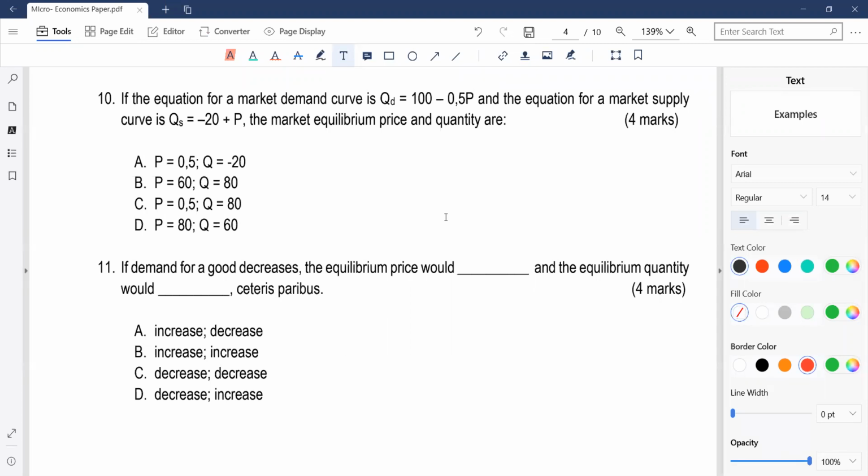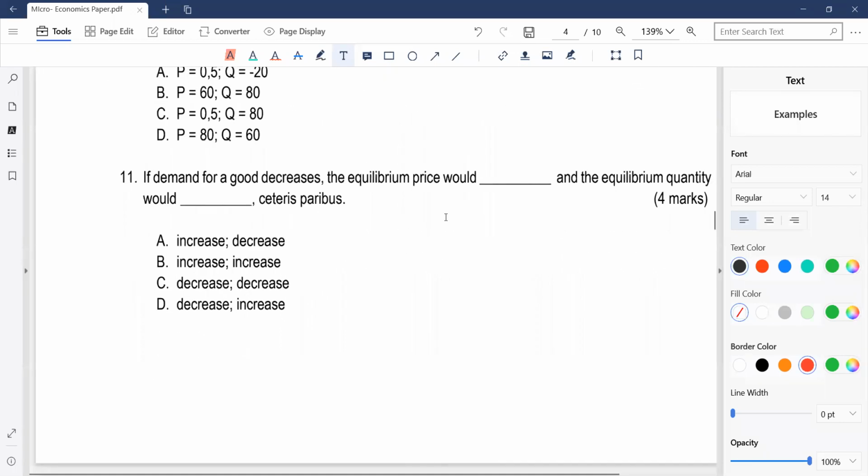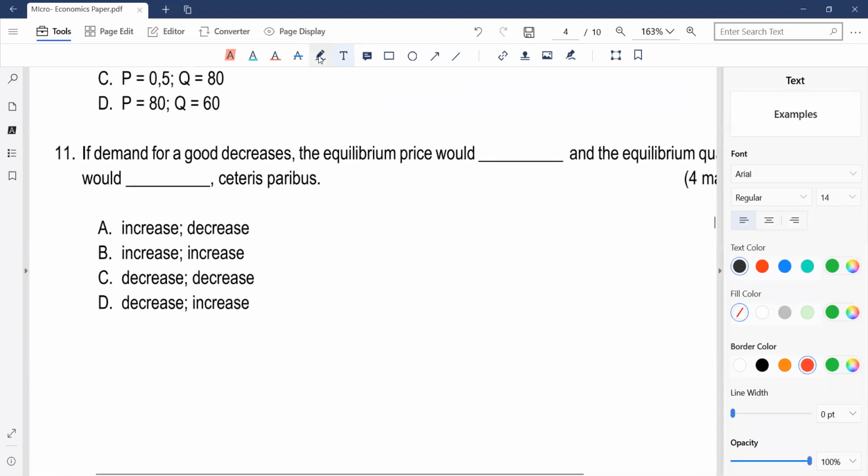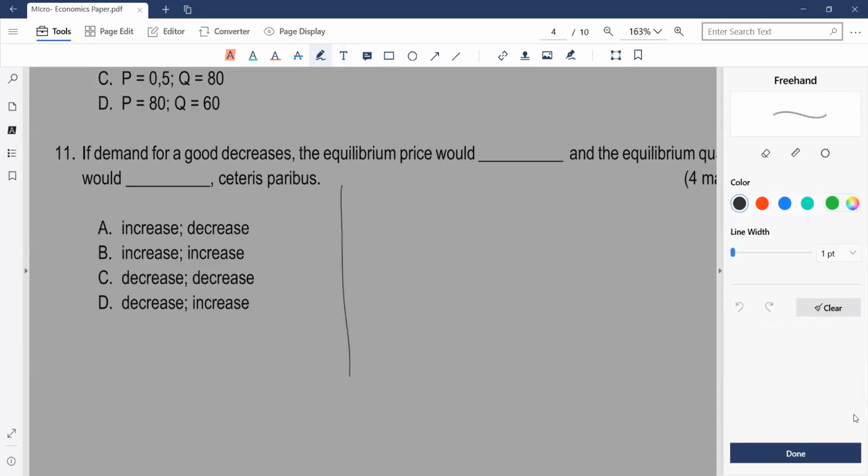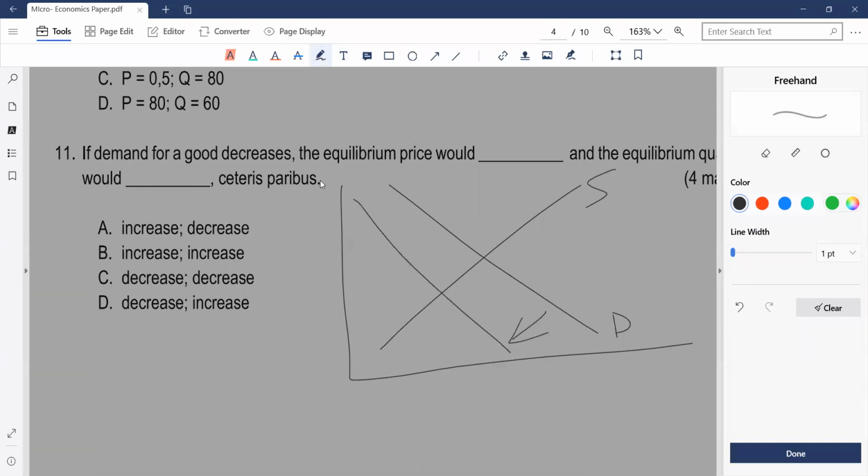Number 11, if the demand for a good decreases, the equilibrium price would, and the equilibrium quantity would, ceteris paribus. Ceteris paribus means holding other things constant. Always, let's take a graph and show this. It says, this is demand, this is supply. It says, if the demand of a good decreases, not quantity demanded, but demand. That means the demand curve is shifted to the left.